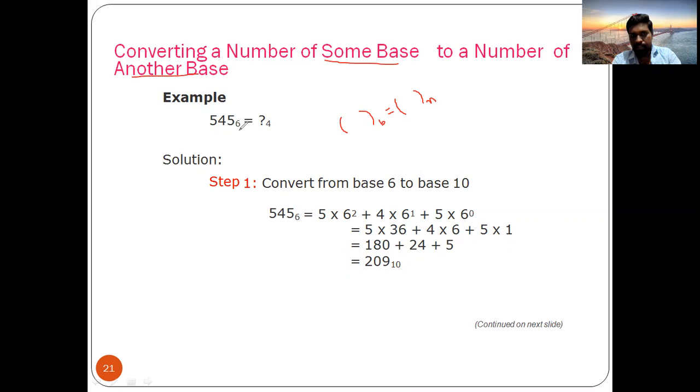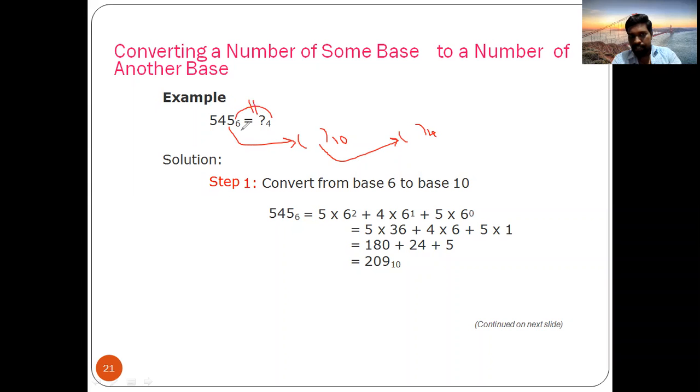This is the example. Here base 6 is given and they ask with base 4. Then what is the process? Okay, first you convert the given question into base 10, and then convert this into base 4. Directly you cannot convert base 6 into base 4. In between them you should follow one step.